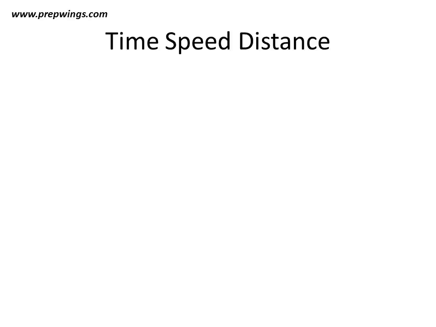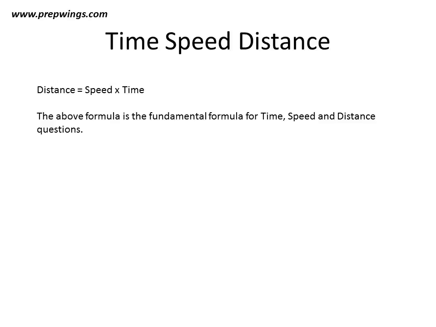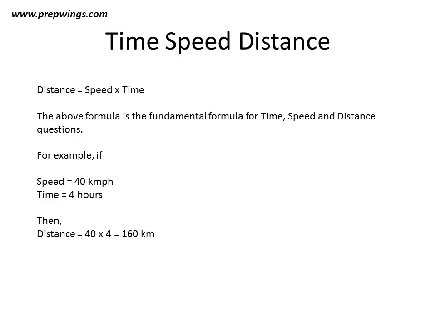Okay, in this video, we'll be covering time, speed and distance. First of all, the fundamental formula for time, speed and distance is distance is equal to speed into time. For example, if speed is 40 km per hour and time is 4 hours, then the distance traveled by the body is 40 into 4, which is equal to 160 kilometers. So 160 kilometers is covered at a speed of 40 km per hour in 4 hours.